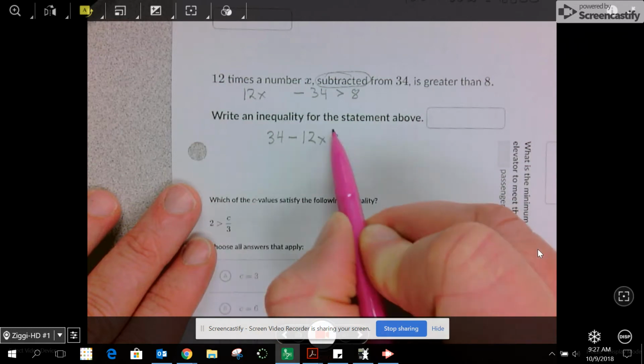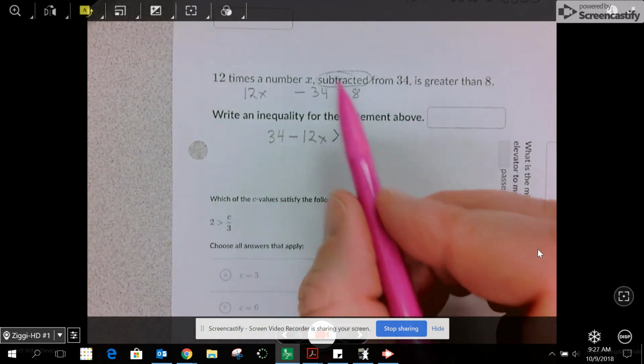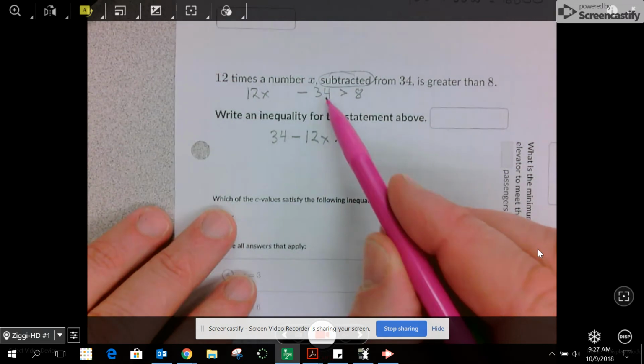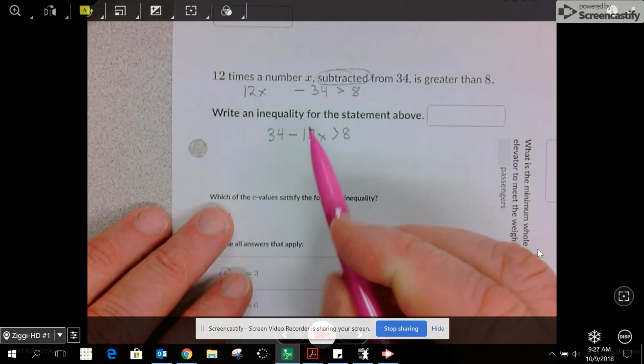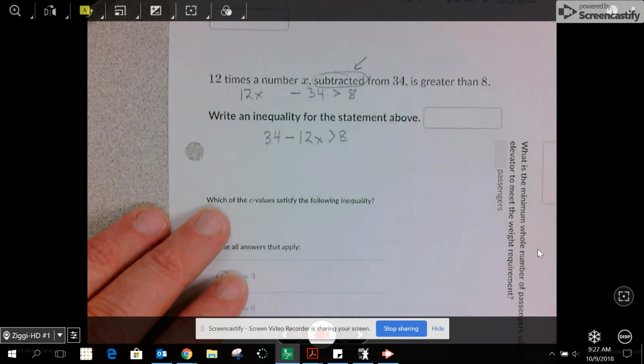My guess is when you're missing that, you're solving this inequality, and that is one of the answers. So subtraction in word problems where we're translating always has to flip the order.